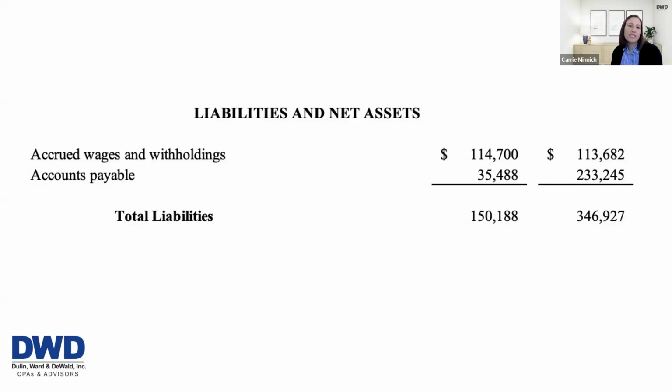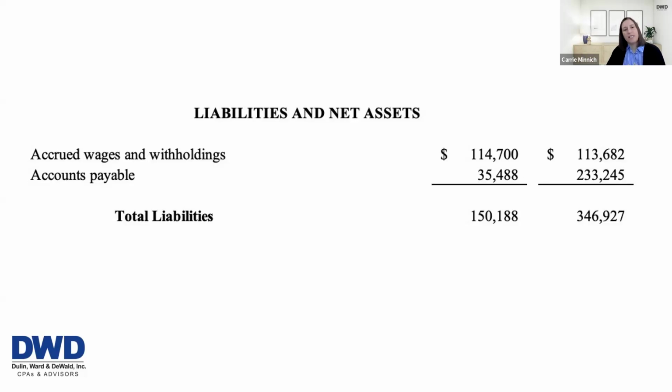The next line here is accounts payable. So this is kind of the opposite of accounts receivable. This is for items that the organization has either purchased or received a service for during this period as of December 31st, and they haven't paid it yet. So you've received the service, you've received the amount, you have to pay it, you just haven't paid it yet.